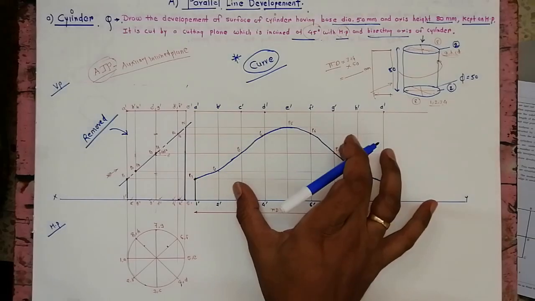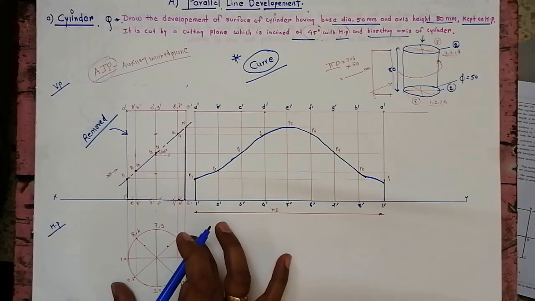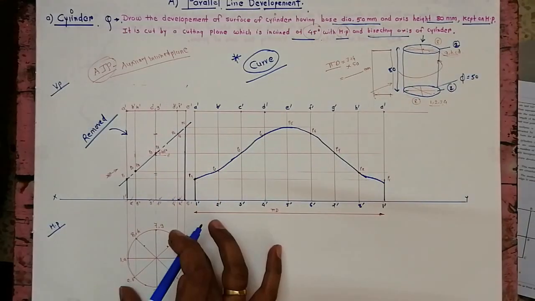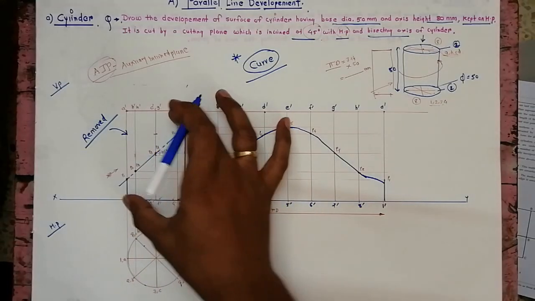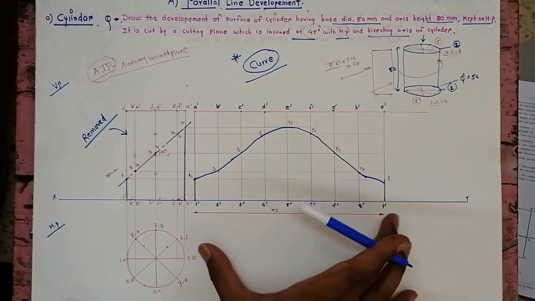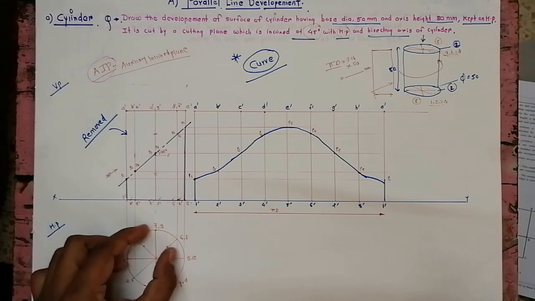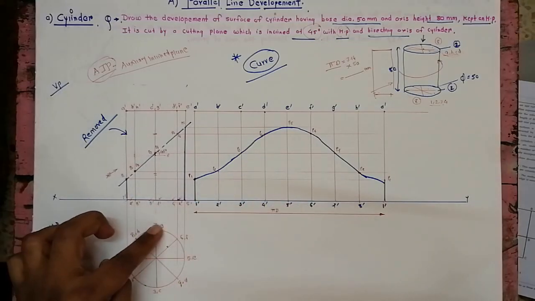I hope you understand. The steps are very simple. First construct the front view and top view of the solid. Here we have a cylinder, and we have drawn its front view and top view. After that, we constructed the basic development for the cylinder. We took the length pi d and divided it into 8 parts, or you can take the arc distance from the circle, because the circle is divided into 8 parts.